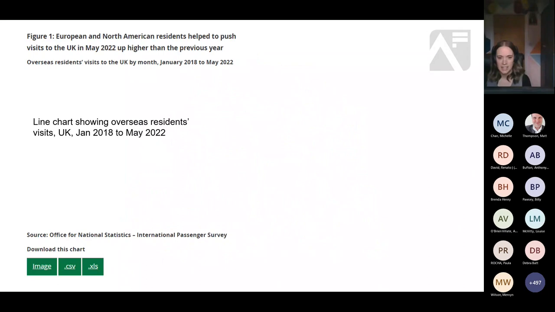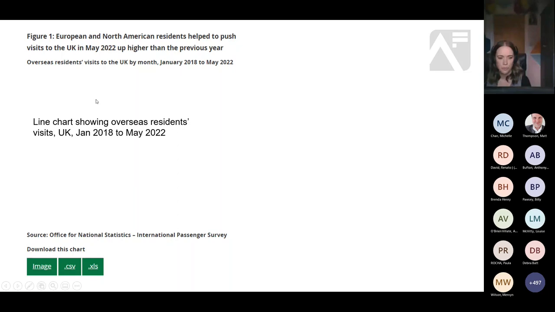And then lastly, the type of user lots of people are more aware of is a screen reader user. They get the content read out to them. So this is an example of what a screen reader user might get read out. They would get the headline, which is: Figure one, European and North American residents helped to push visits to the UK in May 2022 higher than the previous year. So they get the headline message. Then they get the stat subtitle, which is: Overseas residents visits to the UK by month, January 2018 to May 2022.